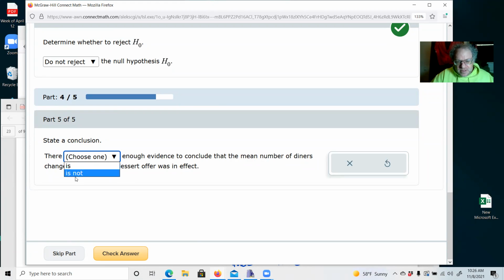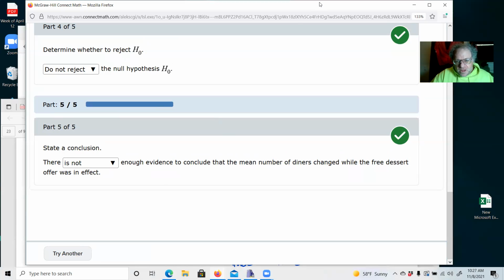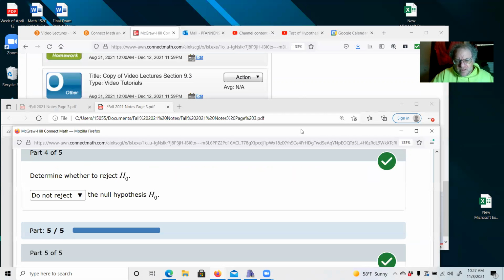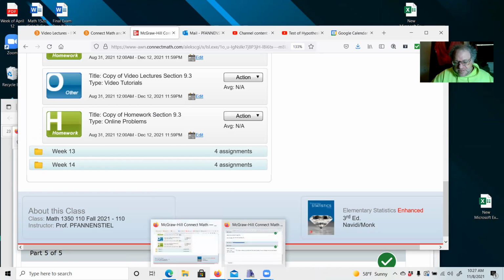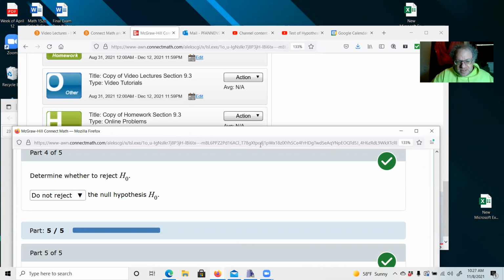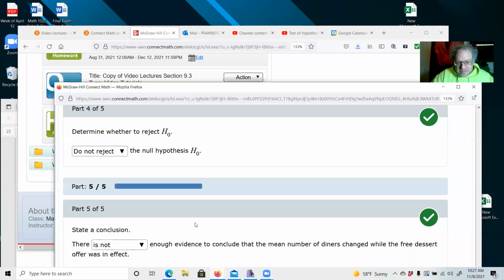So there is not enough evidence to conclude the mean number of diners changed while the dessert offer is in effect. And there we go. All right, so that should be 9.3 for us. Yeah, 9.3, I believe we just did. So you should be able to do your homework now. The rest of the class is effectively the same idea that we just did. They change whether it's this, that, or the other, but effectively, it's all the same after this.